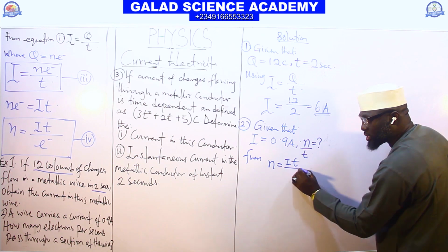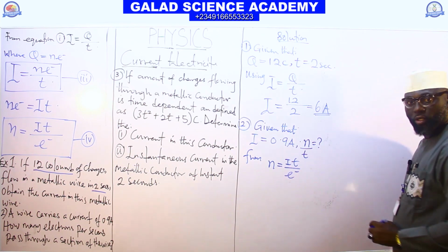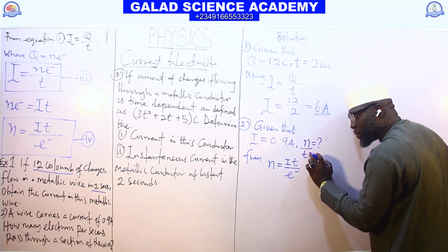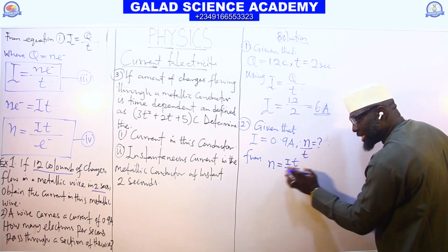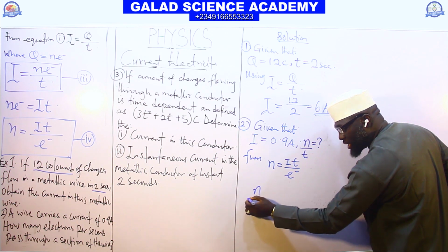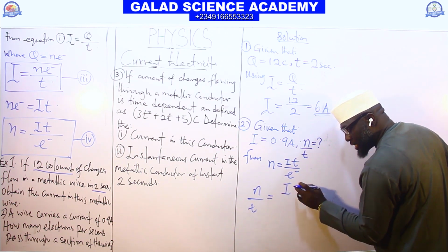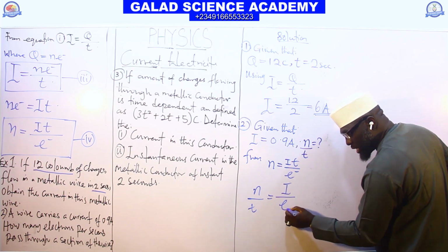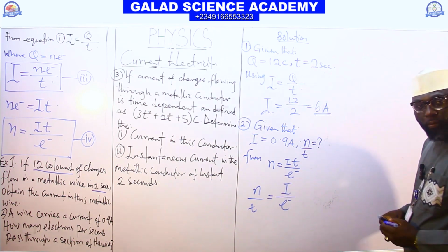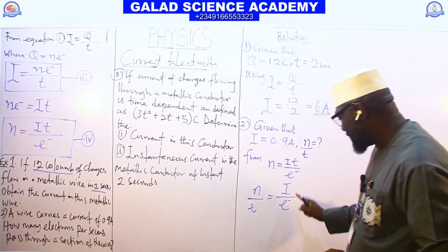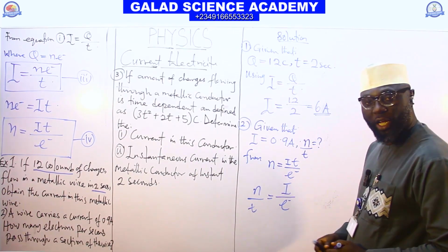equals IT over the charge of electron. But we are looking for the number of electrons per second. Take this one here. You now have N over T equal to I over e. So you will now put the current we have there over the charge of electron.